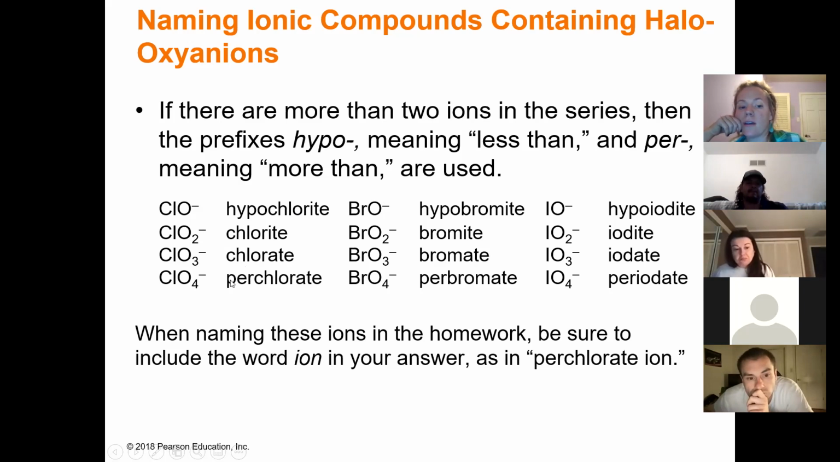So this is a series. Perchlorate has the most oxygens, then it drops 1 oxygen to chlorate, then 1 to chlorite, and then to hypochlorite. You can see the same thing happening here with the bromate series. Perbromate has the most oxygens, 4, bromate without the per has 3, bromite has 2, and then hypobromite has 1.